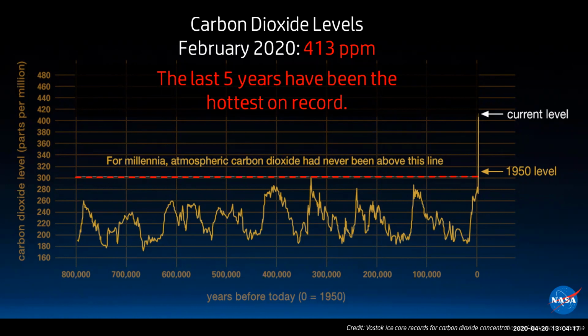For millennia, atmospheric carbon dioxide had never been above 300 parts per million, which is indicated by the dashed red line. In 1950, the atmosphere crossed the threshold of 300 parts per million, and the concentration of carbon dioxide has been increasing since, fueled largely by human industry after the Industrial Revolution. We can now measure 413 parts per million as of February 2020. That is the highest concentration that humankind has ever seen.